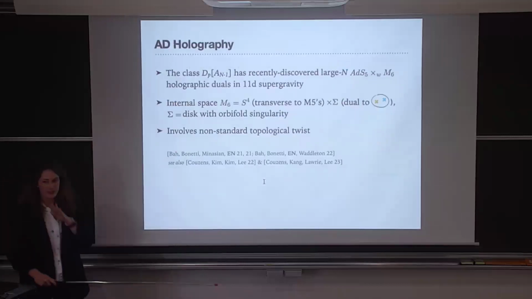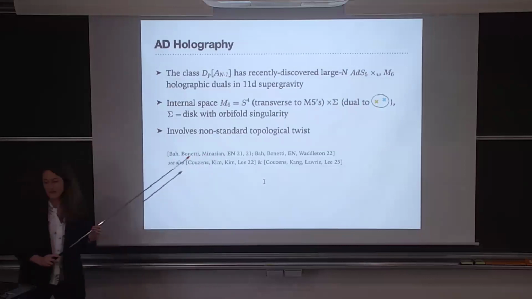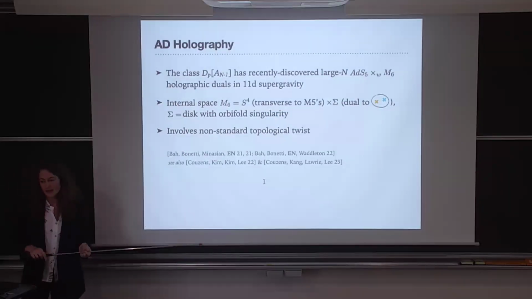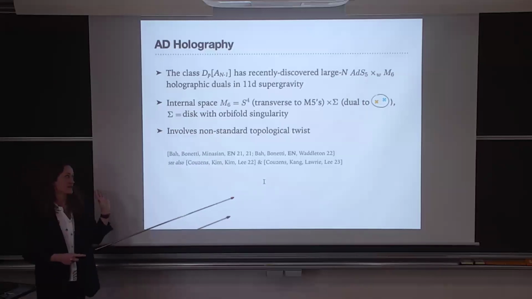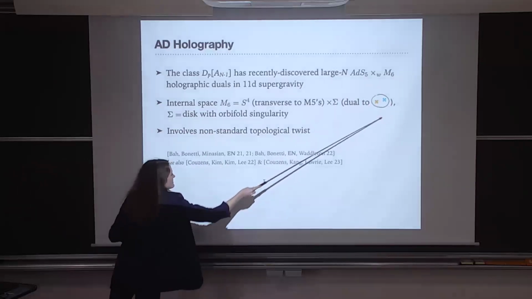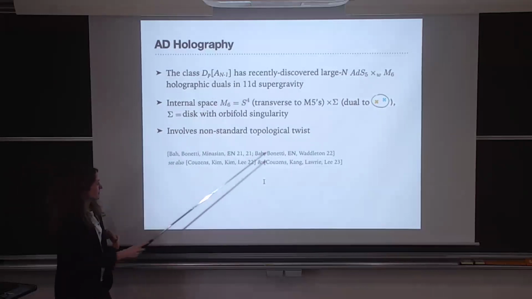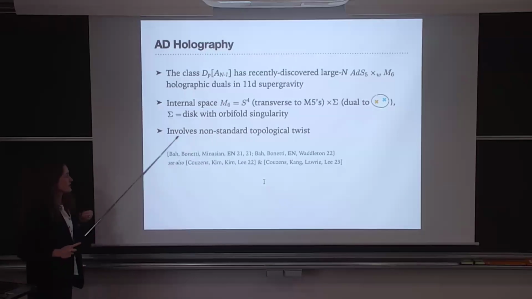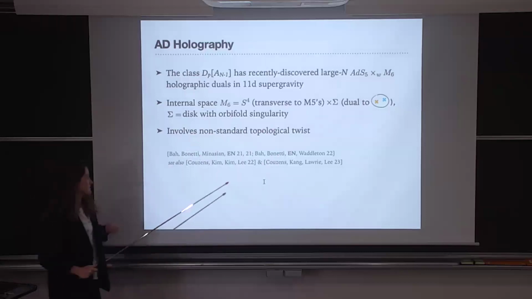I don't want to spend time on this, but as a comment, in recent years my collaborators and I were able to write down the large N holographic duals of this particular class of theories in 11D supergravity. That's pretty interesting because now we have new holographic duals of these theories. You can understand the features I was just describing, for example compactifying on this punctured sphere, in the supergravity dual, where that sphere is dual to a disk with an orbifold singularity. And some of the funny features of the Argyres-Douglas theories come, in this language, from the fact that I'm doing a non-standard type of topological twist on this disk with an orbifold singularity.